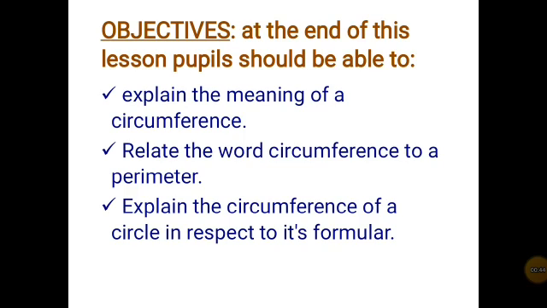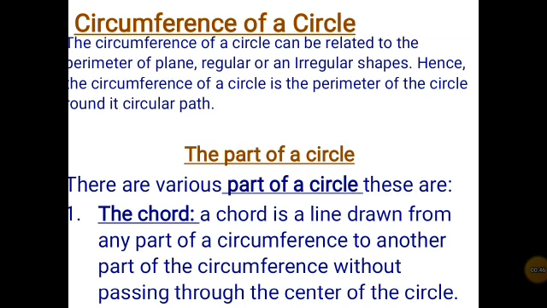So, to start with, we have the circumference of a cycle. Now, what is circumference? The circumference of a cycle can be related to the perimeter of plane, regular or irregular shapes. Hence, the circumference of a cycle is the perimeter of the cycle round its circular parts. I will explain this better when we get to the parts of a cycle. There are 4 basic parts of a cycle we want to discuss in this lesson.